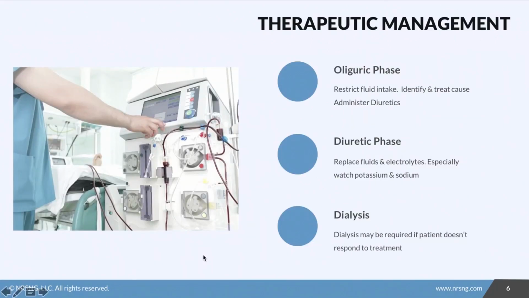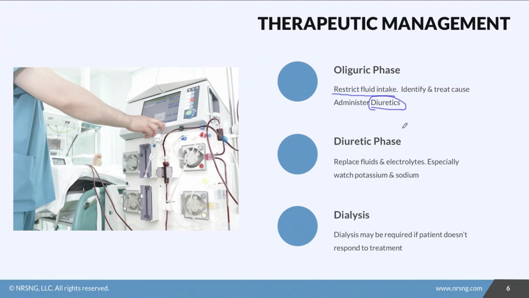So what is the therapeutic management? What are we going to do for this patient? Well, during the oliguric phase, we actually want to restrict fluids just a little bit, all right? The last thing we need is to overload them even more than they already are, since they're not able to filter this fluid. We want to try to identify and treat the cause, and we'll give diuretics to try to get the fluid out of their system.